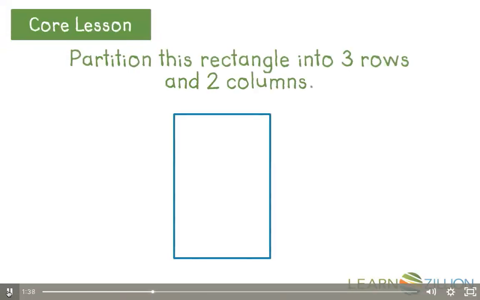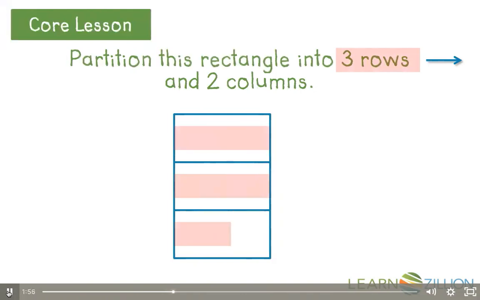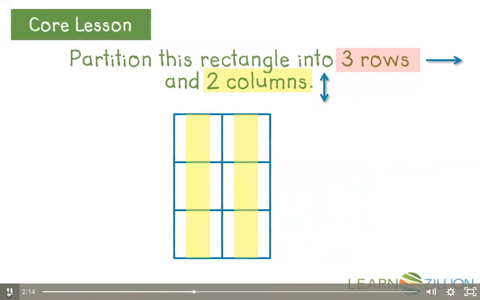Partition this rectangle into 3 rows and 2 columns. We remember that rows go across, so we will draw a horizontal line and another horizontal line. We notice that by drawing 2 horizontal lines, we have created 3 rows. We will now create 2 columns. We will draw 1 vertical line. Vertical lines go up and down. We notice that we have 2 columns.